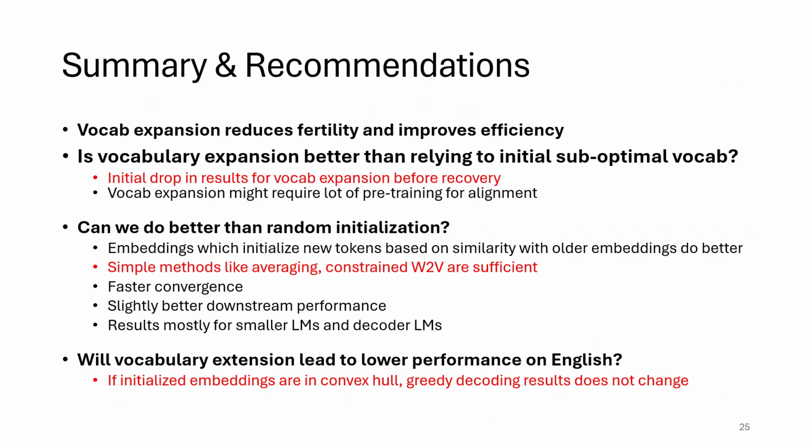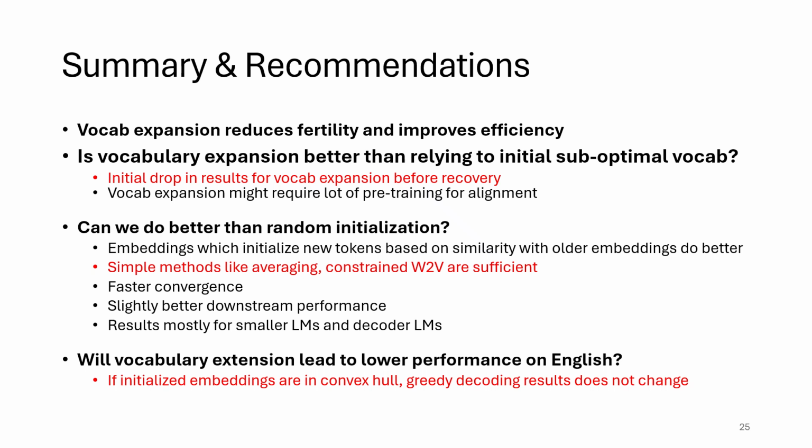So that's a bunch of work on tokenization, and there's a lot of work happening in this area. To summarize, vocab expansion is necessary to reduce fertility and it improves efficiency. However, is vocabulary expansion better than relying on the initial suboptimal vocabulary? Well, when you do continual pre-training, you do see an initial drop in results before recovery. The amount of vocab expansion data required for getting that result back might vary, but it's still useful. So can we do better than random initialization?